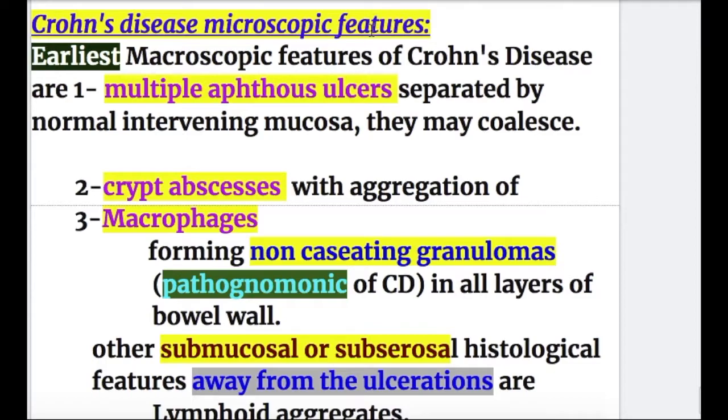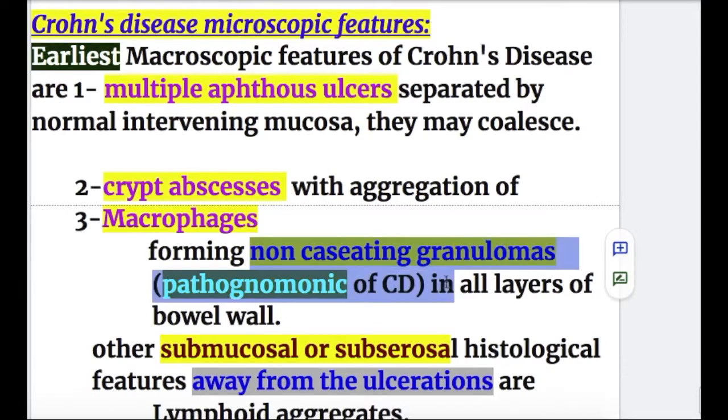Microscopic features of Crohn's disease: there are multiple aphthous ulcers, number 1. Number 2, crypt abscesses with aggregation of macrophages forming non-caseating granulomas, which are pathognomonic of Crohn's disease and are found in all the layers of the bowel wall. So the microscopic features are number 1 aphthous ulcer, number 2 crypt abscesses, and number 3 macrophages forming non-caseating granulomas.